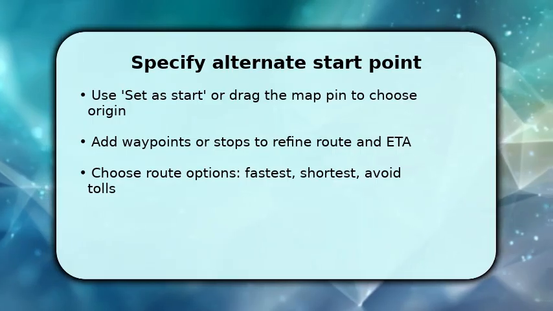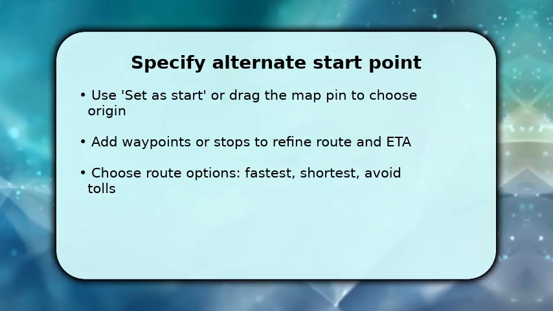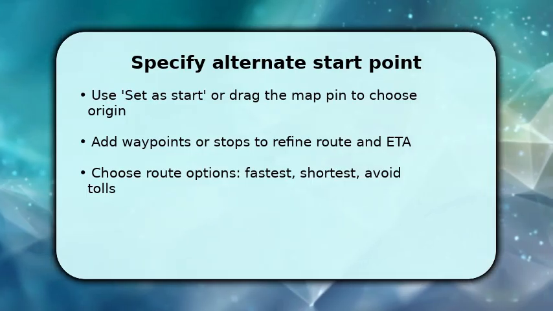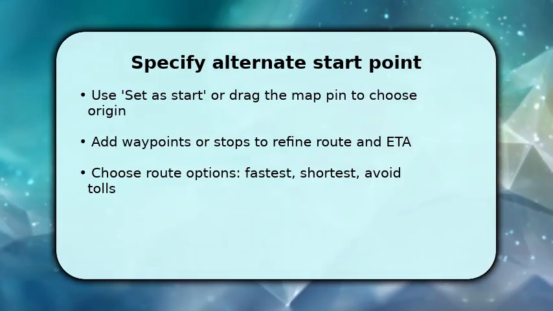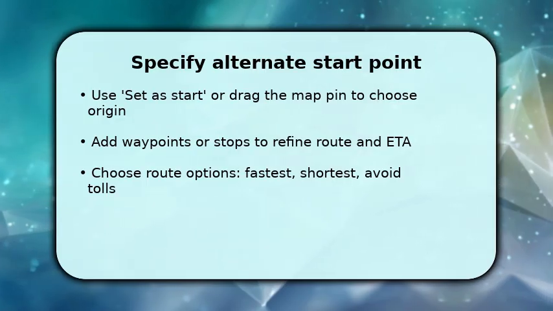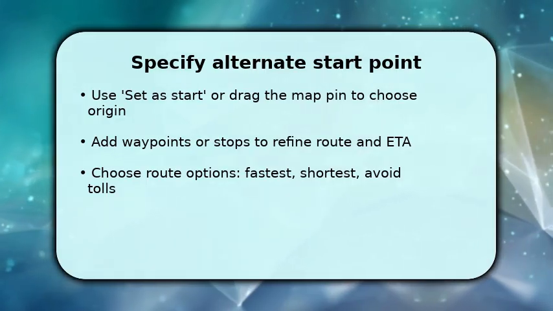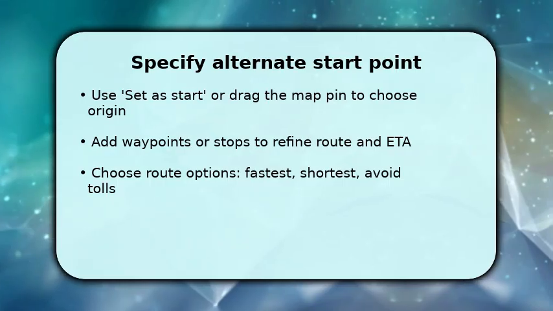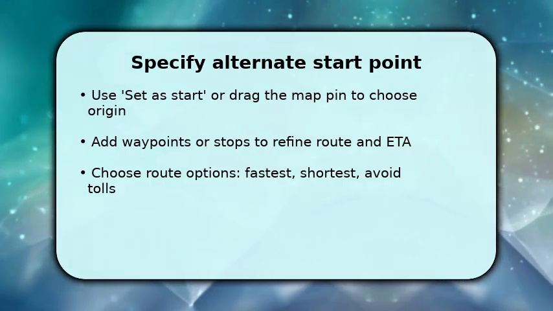start. You want to place the pin precisely. Snapping to road improves guidance. Next, add stops or waypoints to control routing and estimated time of arrival. Make sure to review route options: fastest, shortest, or avoid tolls. This affects the pathways displayed.